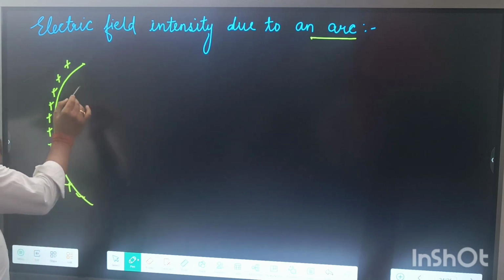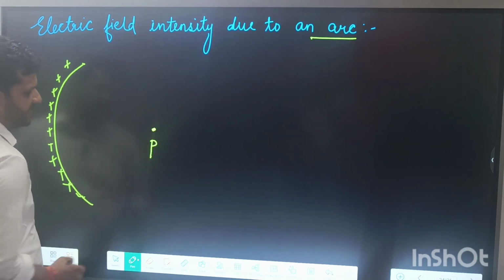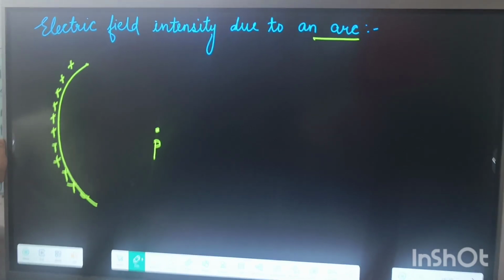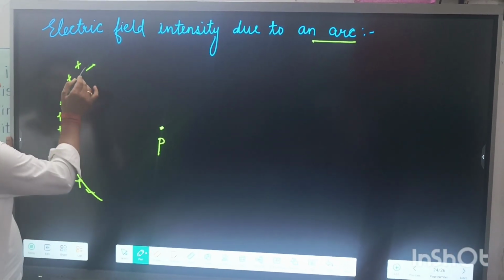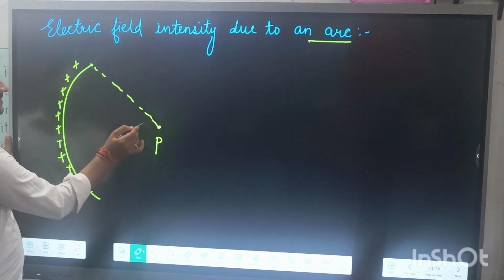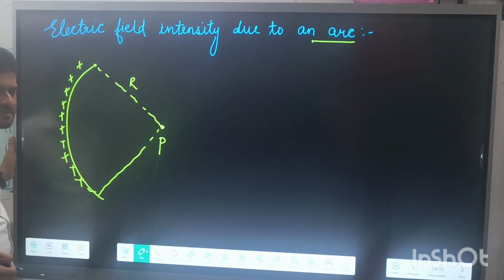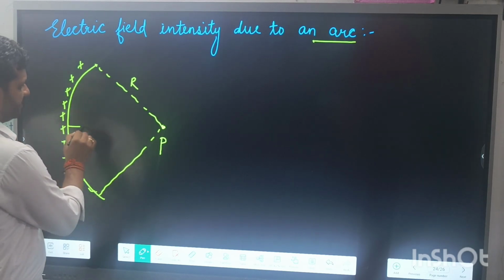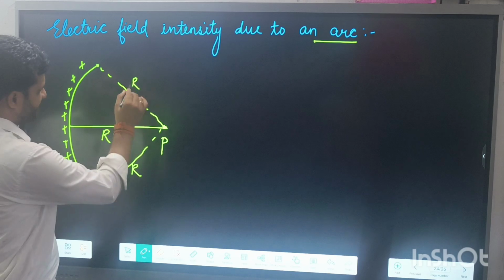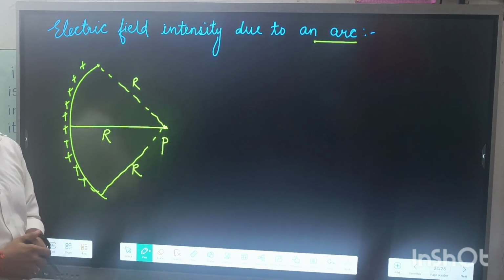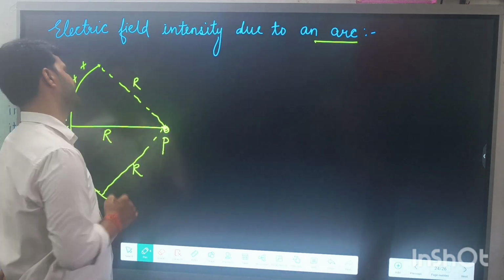Now, if I want to find the electric field intensity at this point P due to this ring having the charge, correct? If I join this, we will consider it as the radius R of this ring. This point P will also be considered at a distance of R. Now we are going to find the value of electric field intensity at point P.